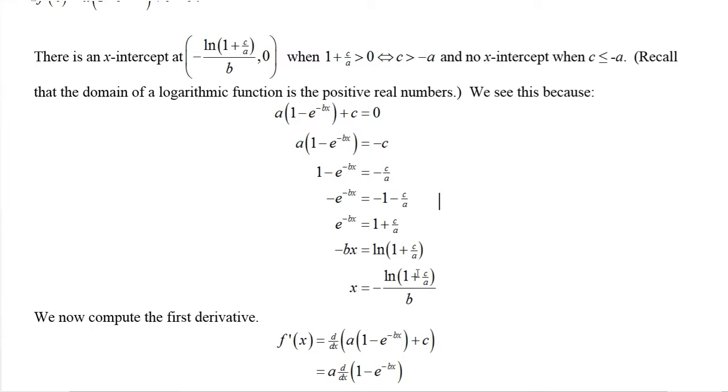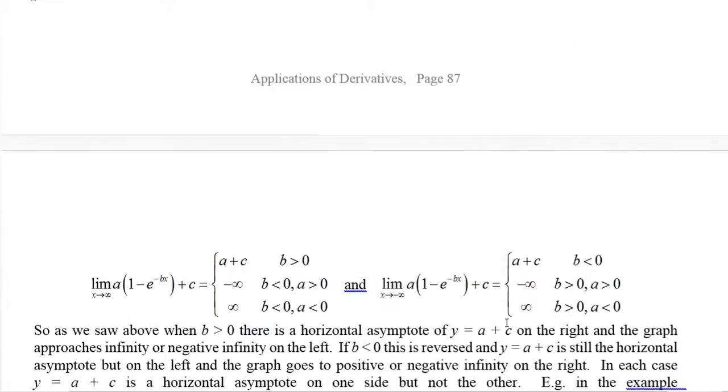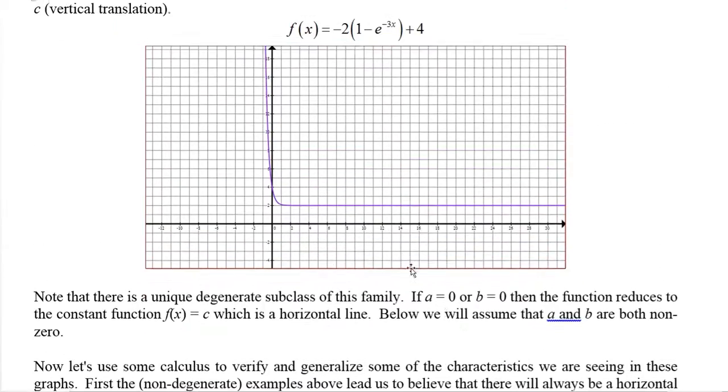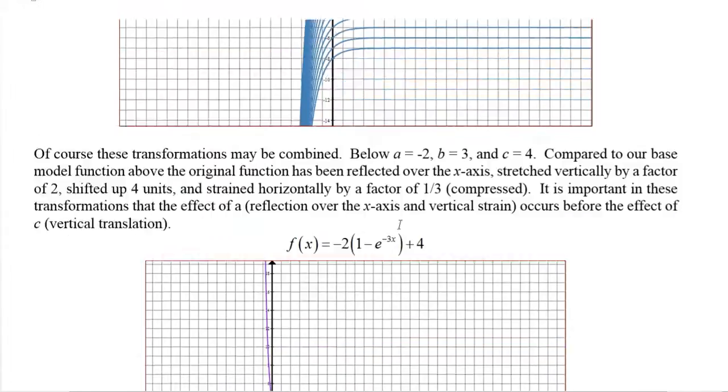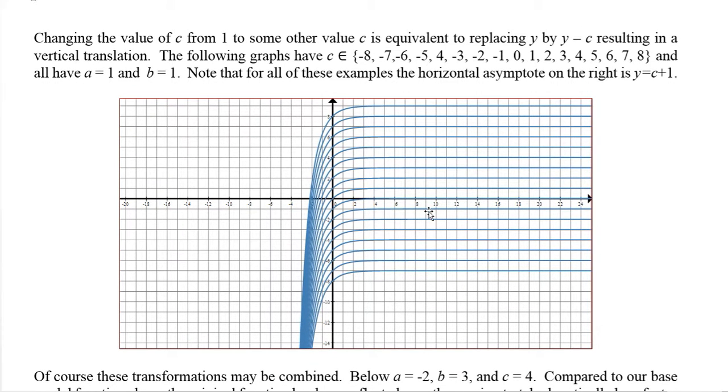Okay, so again, this is undefined when 1 plus c over a is negative or 0, which corresponds to c less than or equal to the opposite of a. But if c is greater than the opposite of a, this is defined and it gives you a point. So sometimes you don't get an x-intercept, like this purple one here. Or if you look at some of these down here, they don't get up to the x-axis, but all these others do at some point.